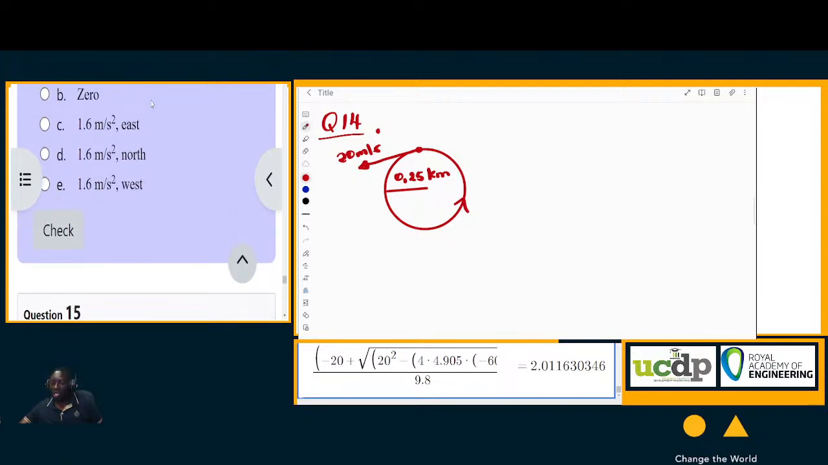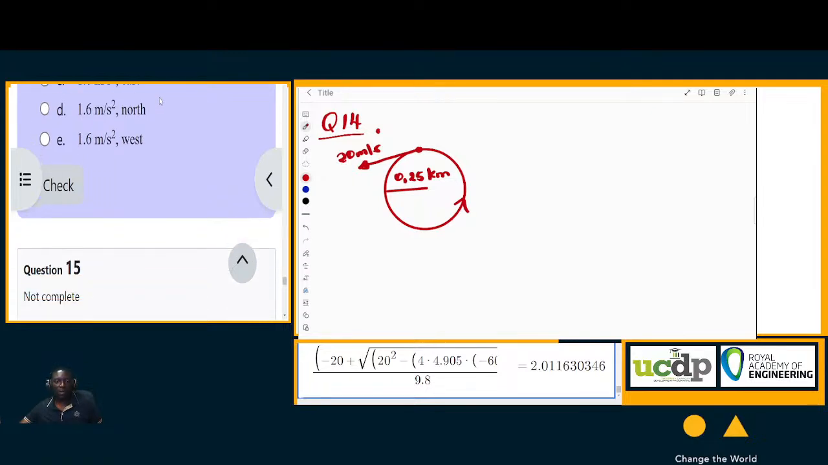Assuming point A is at the top of this circle, then this is tangential, and it means the velocity is 20 meters per second west. But what will be the acceleration? How do we find the acceleration in this case?